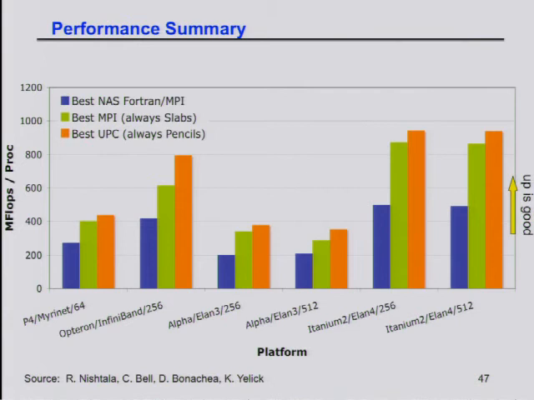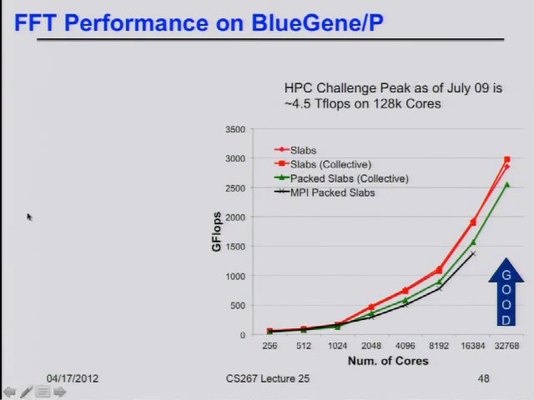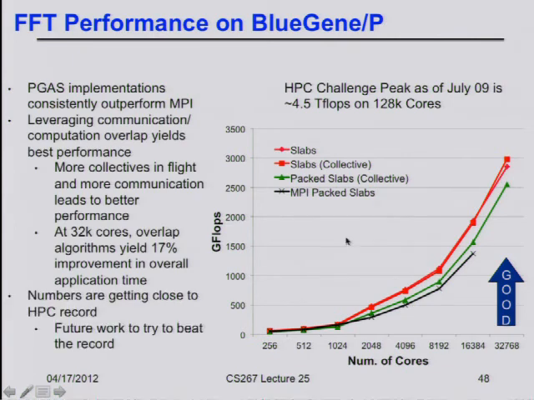So a few more platforms, just to bring it to a close here. This was the FFT performance on Blue Gene/P as a function of the number of cores. And again, comparing MPI with packed slabs, which kind of gave up at 16,000 cores. And there were packed slabs and slabs with certain kinds of special collectives for doing the broadcasts, for doing the transposes. And that was definitely better. It was about a 17% payoff. All right, so it's not enormous, but it was a good idea. So that was on a Blue Gene.